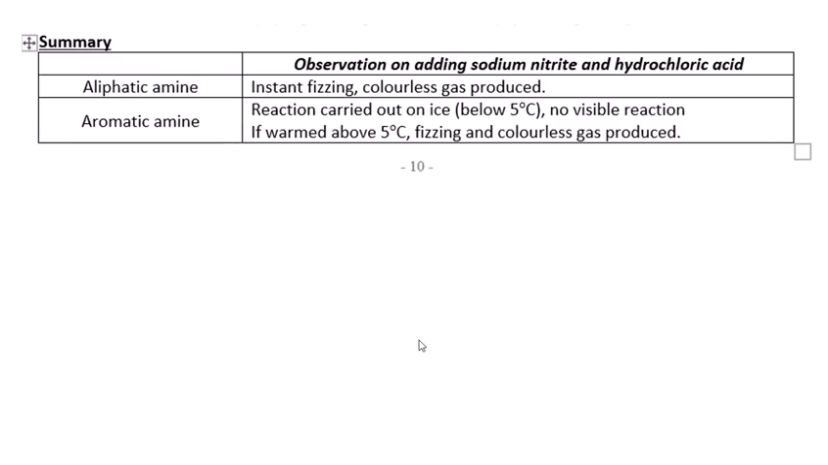So to test between it, you can use this. So if you add sodium nitrite and hydrochloric acid, an aliphatic amine will instantly fizz. Colorless gas produced as nitrogen. There's not really a simple test for nitrogen as such, but you get that fizzing and a colorless gas given off. An aromatic amine, if you do it on ice, so keep below 5 degrees centigrade, no visible reaction. And then as soon as you warm it up, you'll see a fizzing. So you could compare the two, do the two of them at 5 degrees centigrade. The aliphatic amine would fizz and the aromatic amine wouldn't. So that can be a test between them.